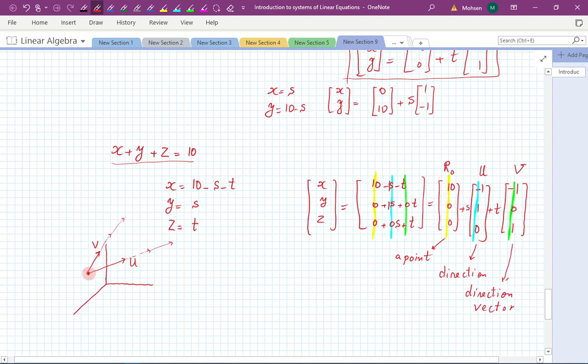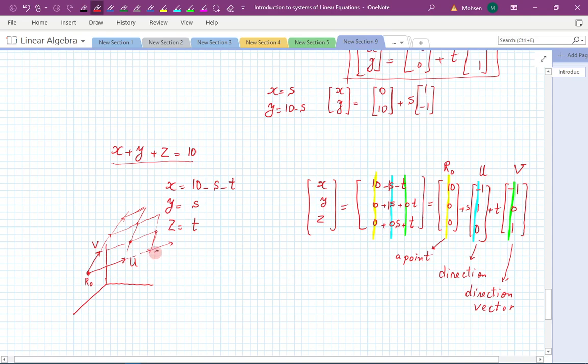T times v means you are allowed to take any multiple of v, and you are adding these things to r0. Say you add 1u and 1v. Well, by that time you are going to be in this location. If you take 2u's and add 1v, you will be in this location. If you take 2v and 1u, you will be in this location, and so on. So what does this create for you? This is going to be some sort of a tiling work in space. Essentially it's a plane.